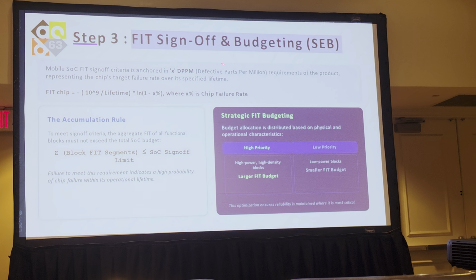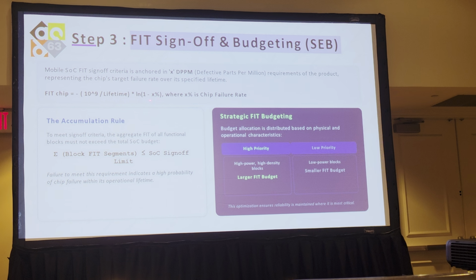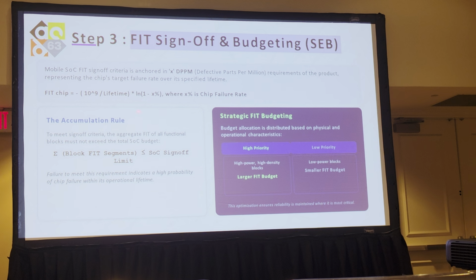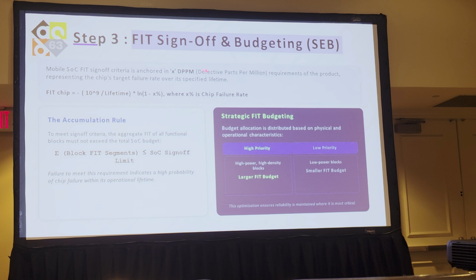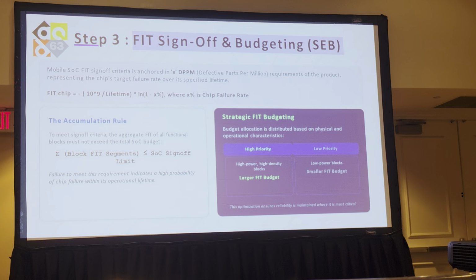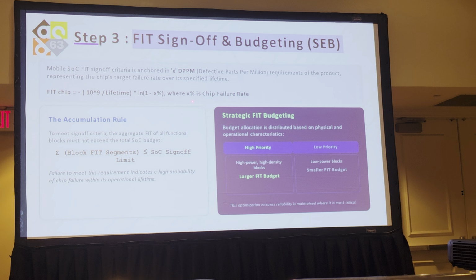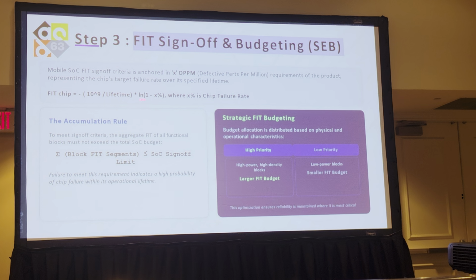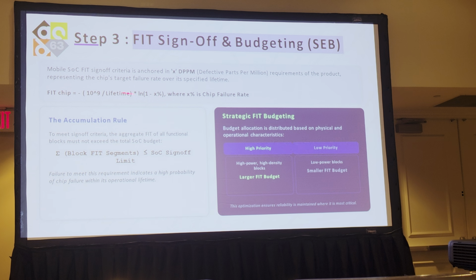Coming to the third stage, the FIT sign-off. So for any product, we'll be having a particular spec. Like suppose if I expect my mobile to work for 5 years or 7 years, based on that, we'll have some chip failure rate. Say if I'm okay with 100 DPPM, that means I'm okay that there are 100 defective parts in a million parts. And so based on the chip failure rate and the lifetime spec, we calculate a FIT budget based on this equation. So suppose the full chip budget for my mobile SoC is 10, right?